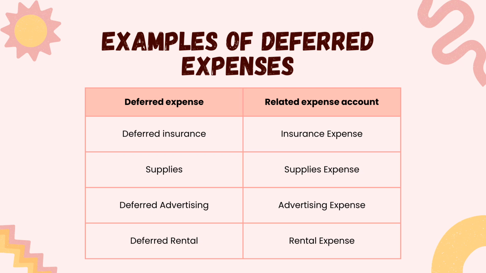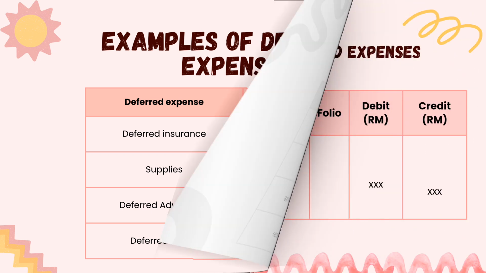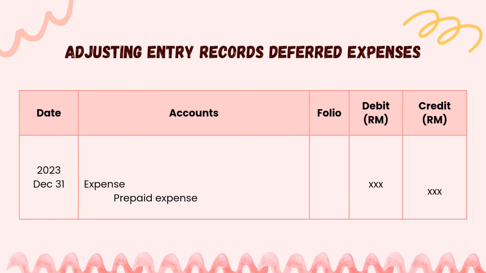Okay, now let's move to the example and the related account of deferred expense. First, deferred insurance, the related account is insurance expense. Second, supplies, the related account is supply expense. Third, deferred advertising, the related account is advertising expense. And the last is deferred rental, the related account is rental expense. This is how we need to record the adjusting entry for deferred expense. We need to debit expense and credit prepaid expense.